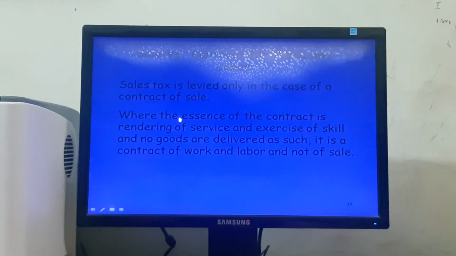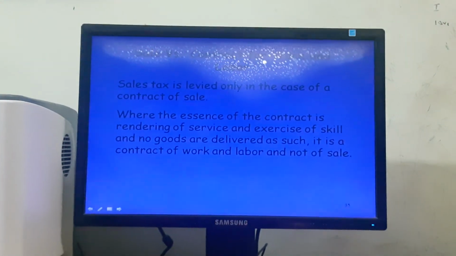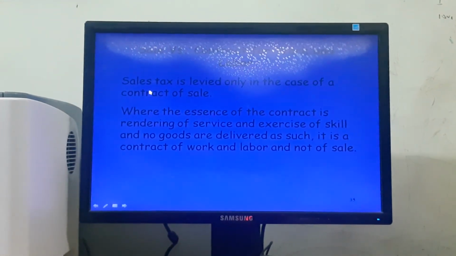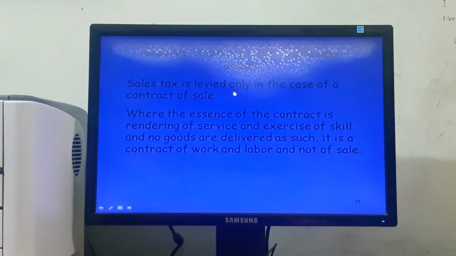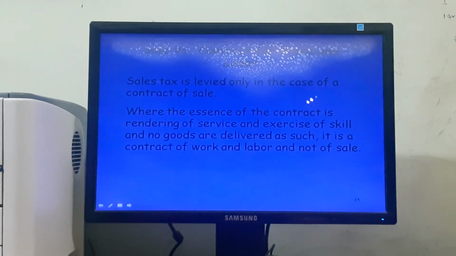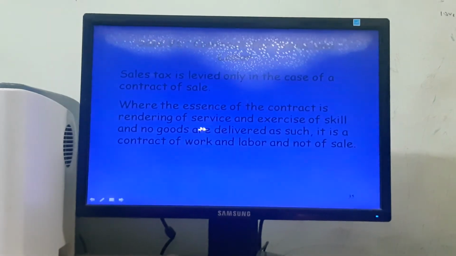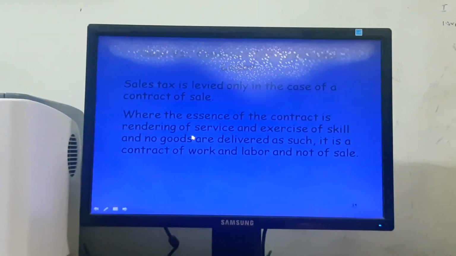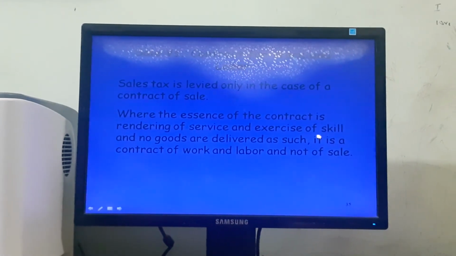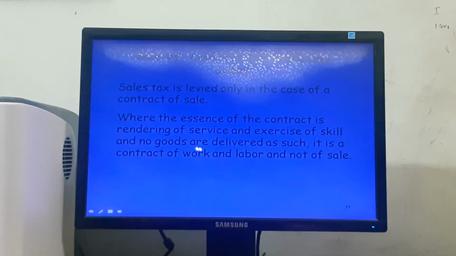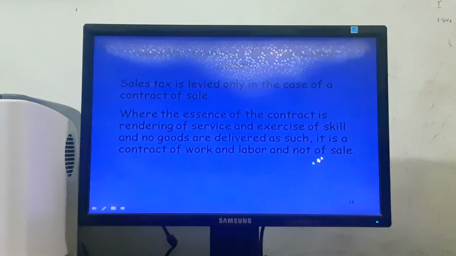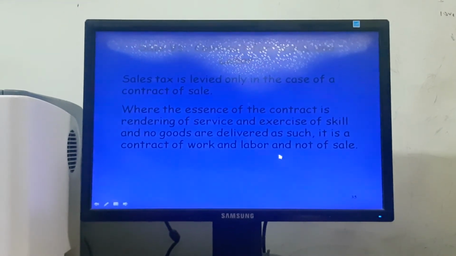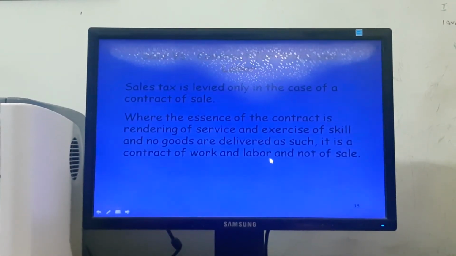Now we shall see the difference between sale and contract for work and labor. Sales tax is levied only in case of a contract of sale. Where the essence of the contract is rendering of service, an exercise of skill, and no goods are delivered as such, it is a contract of work and labor and not of sale.